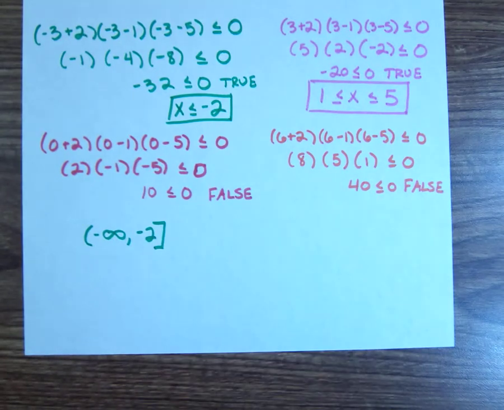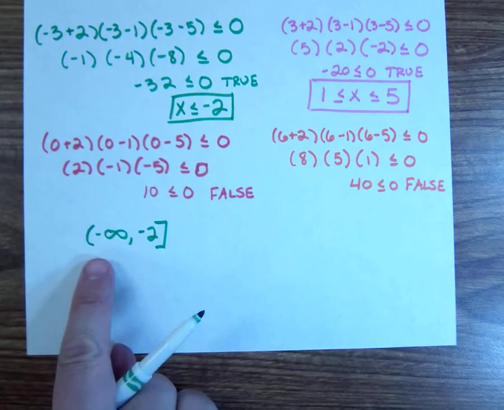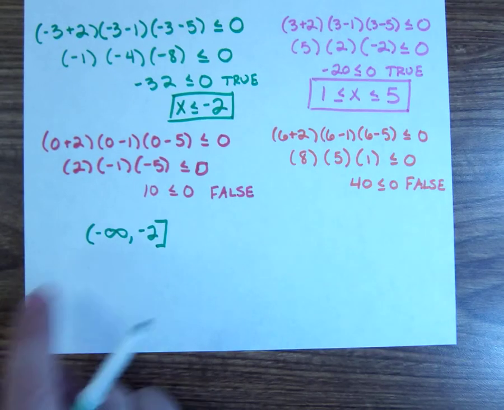Numbers less than negative 2 is from negative 2 all the way down until you run out of negative numbers. So it's from negative infinity to negative 2. So I have the parentheses there because you can't equal negative infinity. Infinity is not a number.